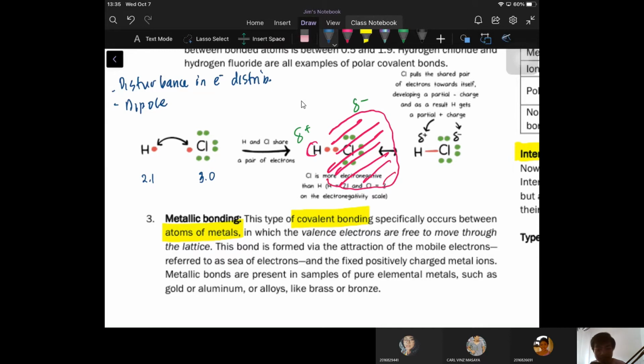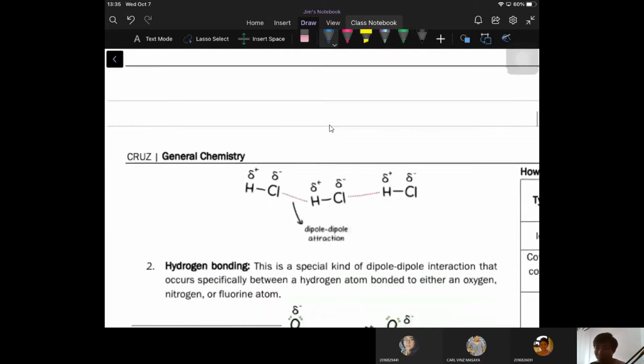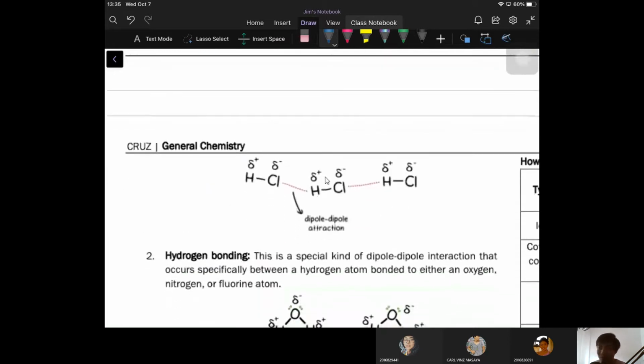Ay, nawala tuloy ako. So, basta yun yung idea ng dipole-dipole, ha? Yung positive end of one molecule will be attracted to the negative end of the other molecule and vice versa. Yan, dugtong-dugtong lang sila. Okay? So, yun yung dipole-dipole interaction.